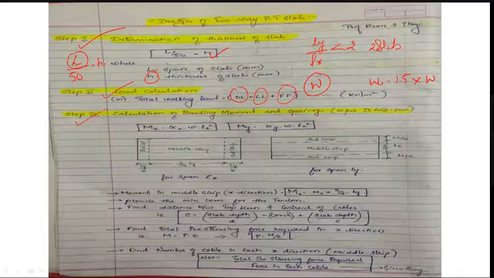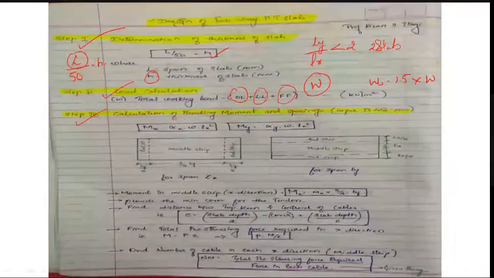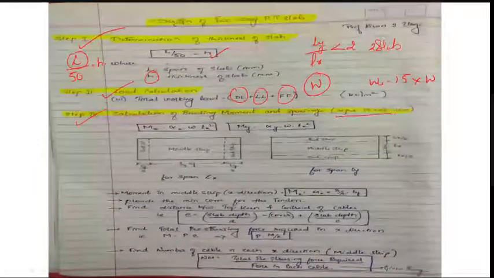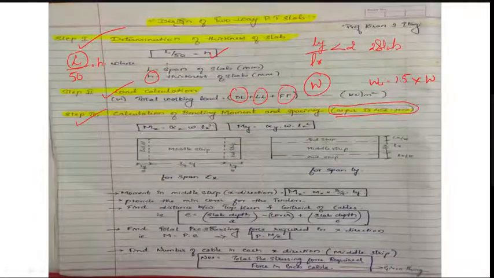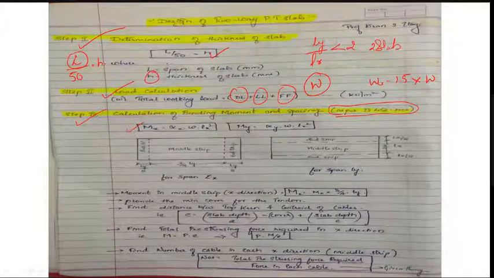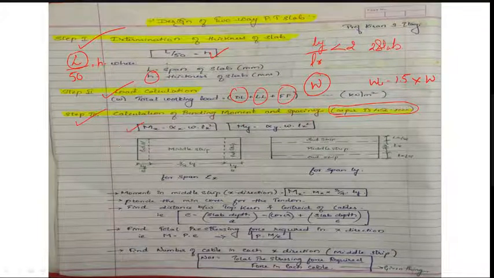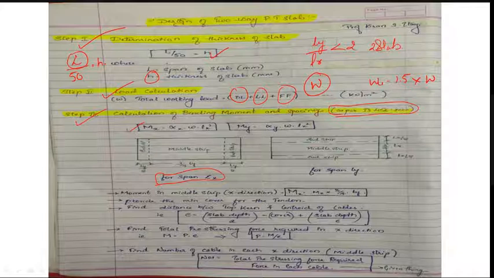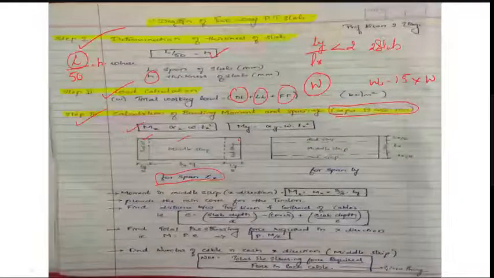Then the third step, we have the calculation of bending moment and spacing as per IS 456. Just remember it, and you have seen the formula, that is Mx equals alpha x W into Lx square, My, that is moment along y direction, equals alpha y into W into Lx square. And this is for the shorter span, that is Lx, where it is divided into three parts: the end strip, middle strip and end strip.